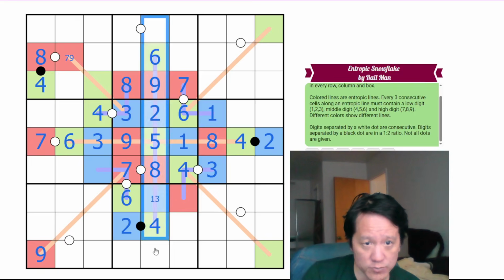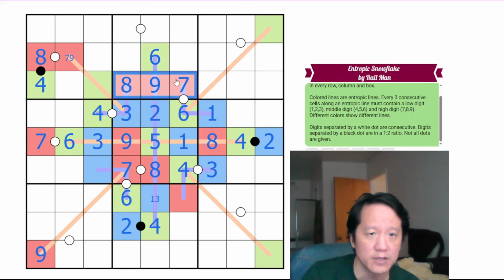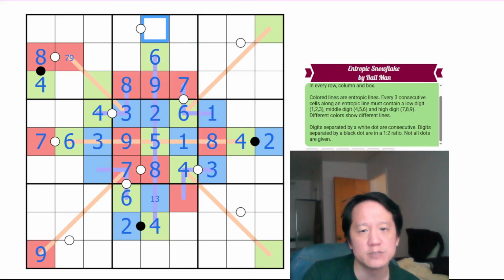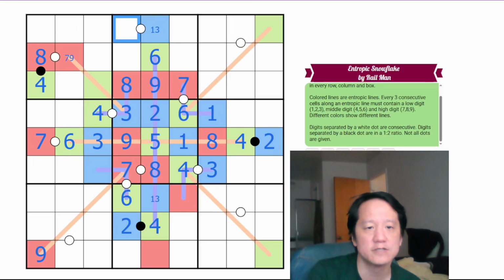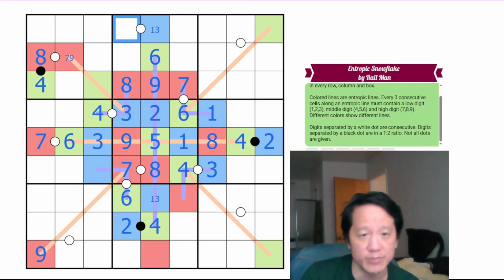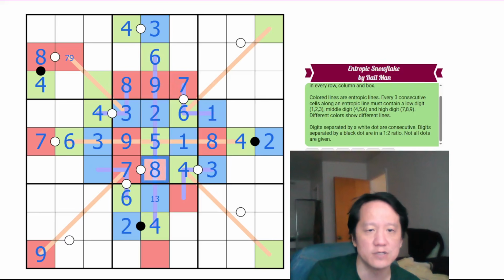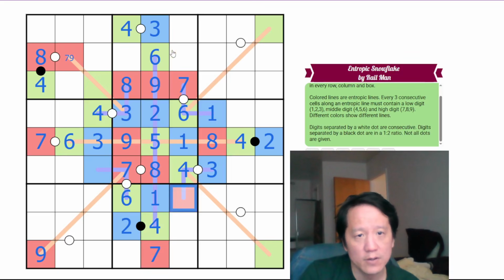We have a high digit remaining in column 5 and a low digit. But high cannot be here because we have 3 highs already in the box. So this must be low, which makes this a high digit. So this is 1 or 3. That's consecutive with 2 or 4 here, but this cannot be 2 because of 2 in the column. So this has to be 4 here, which is only consecutive with 3 out of 1 or 3. So that's 3. This is 1. This is 7 left as a high digit. This is low 4.